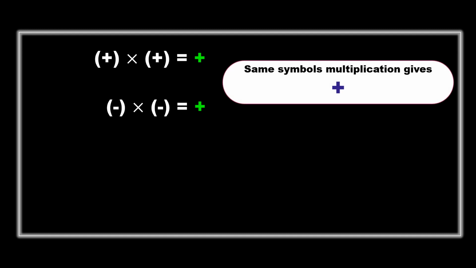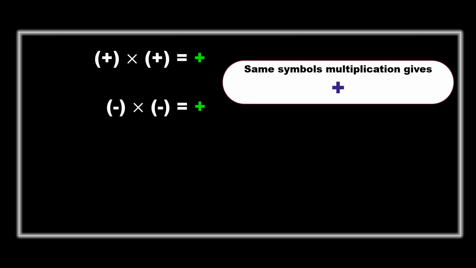Simple. Plus into plus is plus, minus into minus is plus. Simple. When same symbols are multiplied, means when there is multiplication between the same symbols, then your answer is plus only. Here the same symbols are there, so they will be plus. I gave the reason here. Same symbols multiplication gives plus.